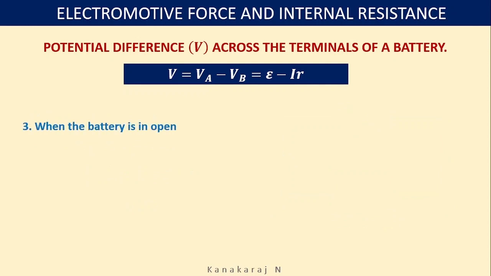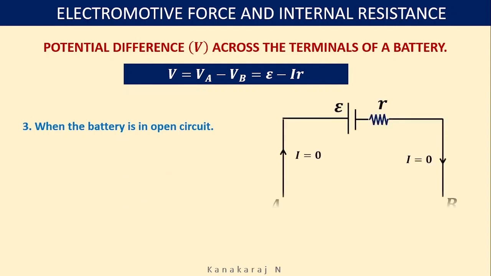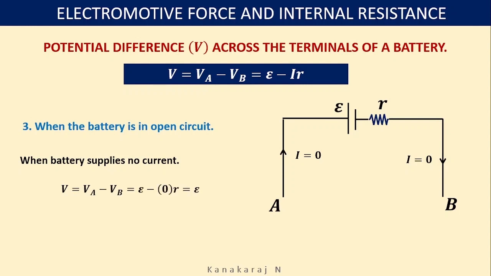When the battery is open circuit, look at the diagram, there is nothing connected between the terminals A and B. It's called open circuit. When the battery supplies no current, we can write V equals VA minus VB equals epsilon minus, instead of current, we write 0 into r. So the potential difference across A and B simply equals the EMF of the cell, epsilon.